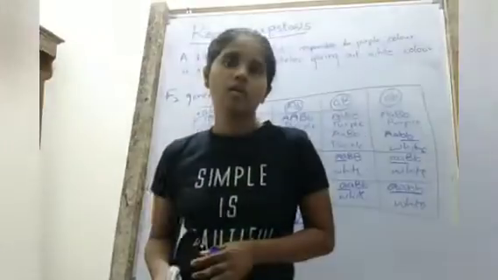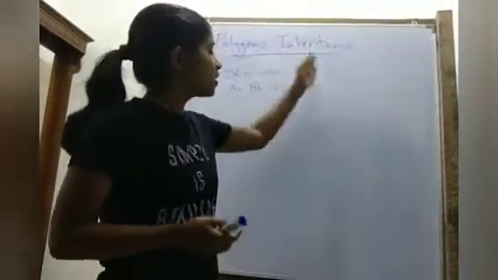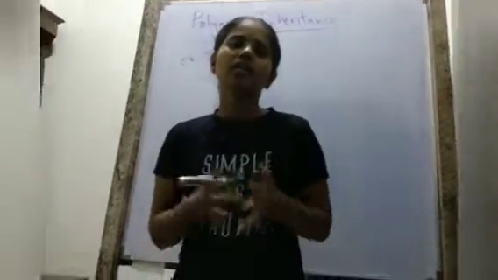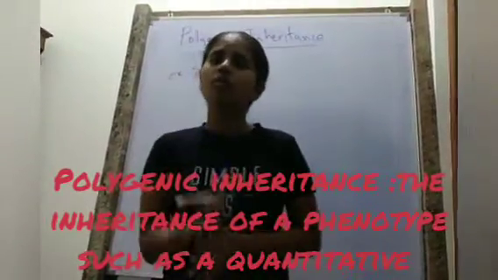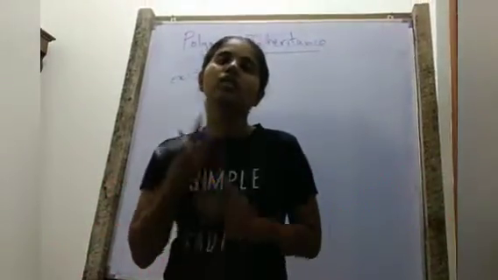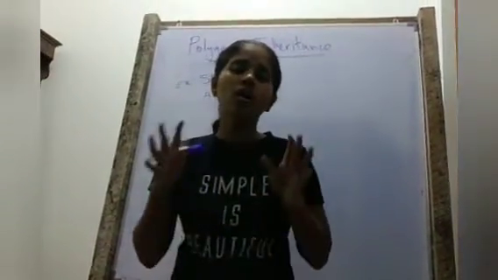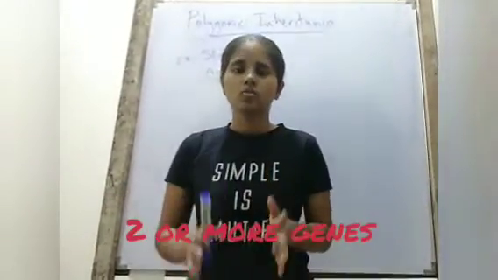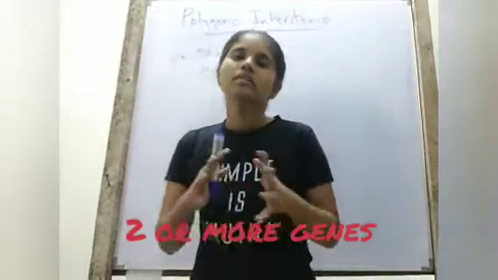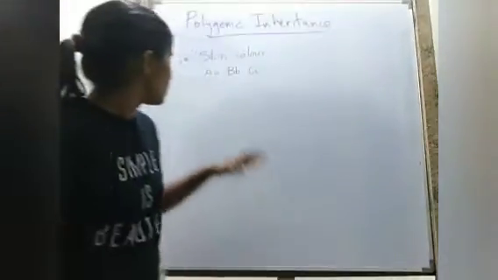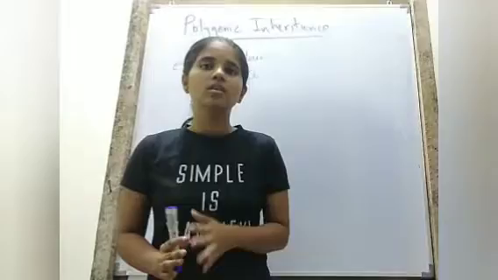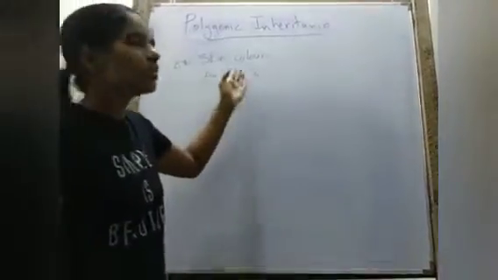Now we are moving on to polygenic inheritance. Polygenic inheritance can be found in the inheritance of phenotypes such as quantitative characters like height, skin color and intelligence quotient or IQ, which result from the cumulative expression of two or more genes. So let's consider an example and see. We will consider skin color. Skin color is determined by a large number of genes. For simplicity, we will consider only 3 genes.